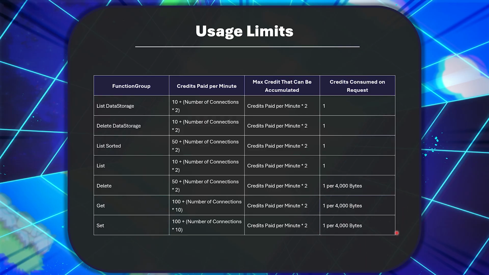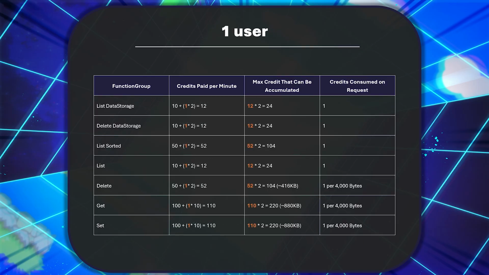The consumption of credits for these three groups, get, set, and delete, is measured not so much by the number of requests, but more so based on the size of data. Per every 4,000 bytes, a single credit is consumed, but never less than 1 credit. So even if you were to save less than 4,000 bytes, you will always use at least 1 credit, which is why batch requests can come in very handy. Rather than requesting multiple times for individual pieces of small data, you can instead batch multiple calls together to consume fewer credits overall. We can see here an example of how credits might scale based on the number of users.